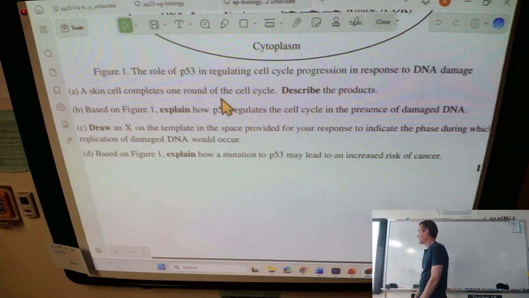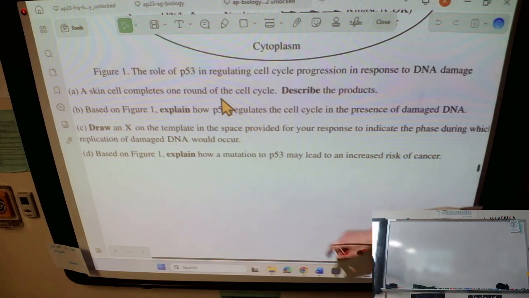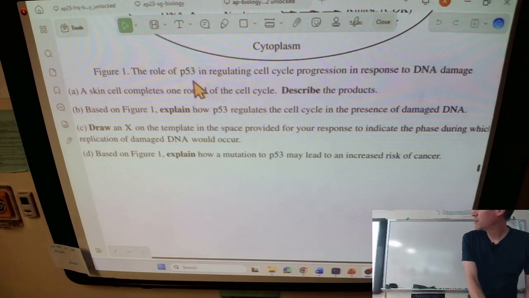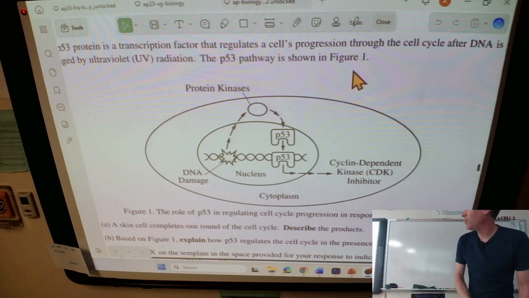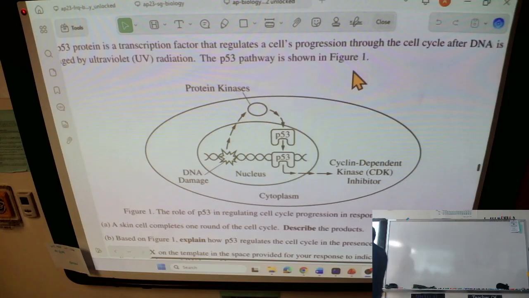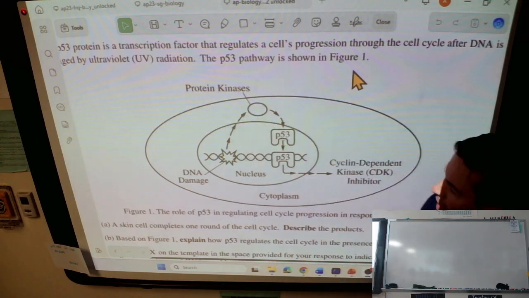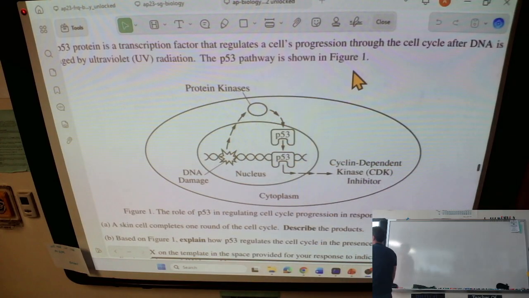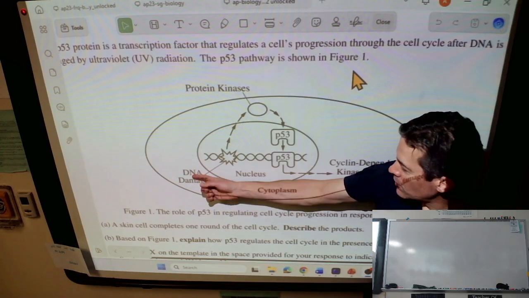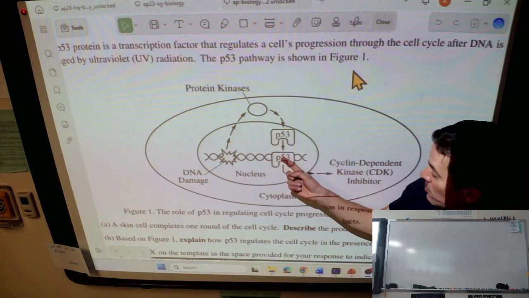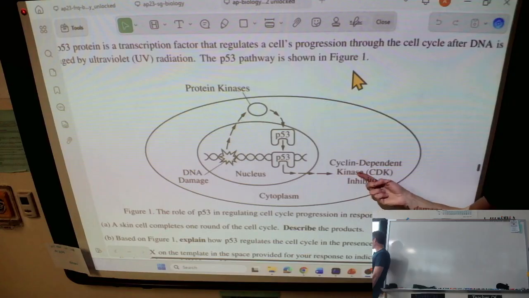All right, I got it. So p53, whenever, in this example, my DNA is damaged. I guess I was out in the sun from UV light. And so my DNA gets damaged, and then what it's supposed to do is stop the cell cycle from continuing. It's supposed to inhibit it.